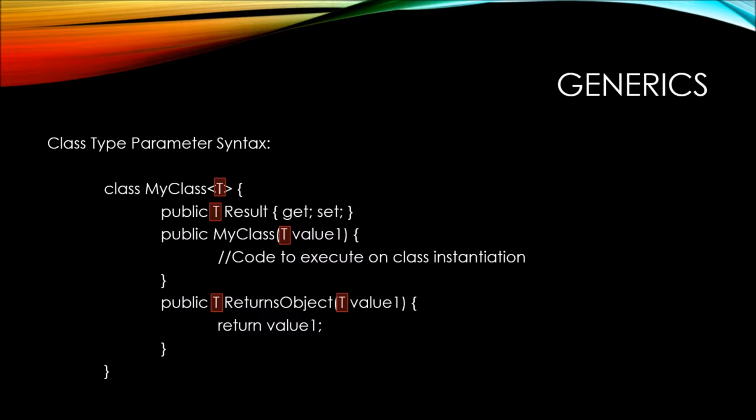If we created an object of type MyClass and passed into the definition a type integer as the type parameter, then that means the result property would also be of type integer. The parameter for the MyClass constructor would be of type integer, and the return value as well as the parameter value would also be integers for this ReturnsObject method.